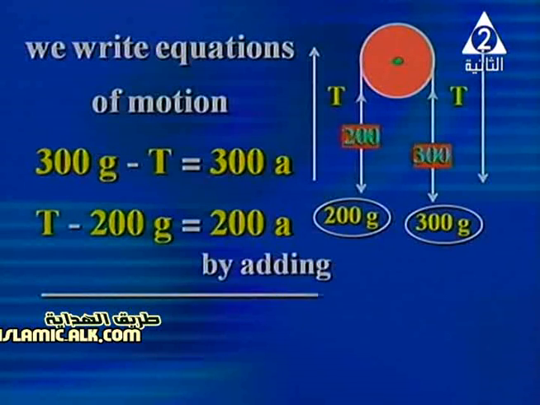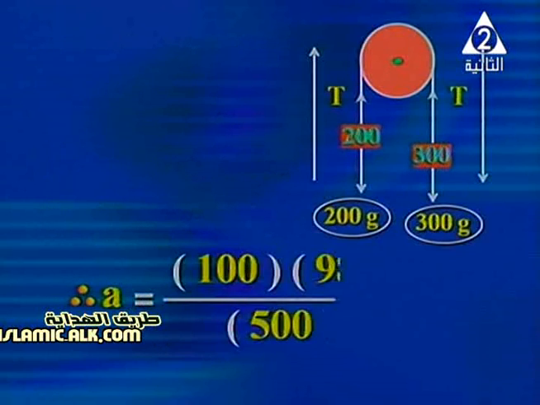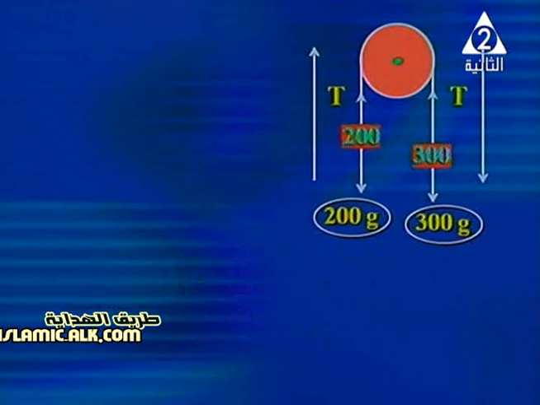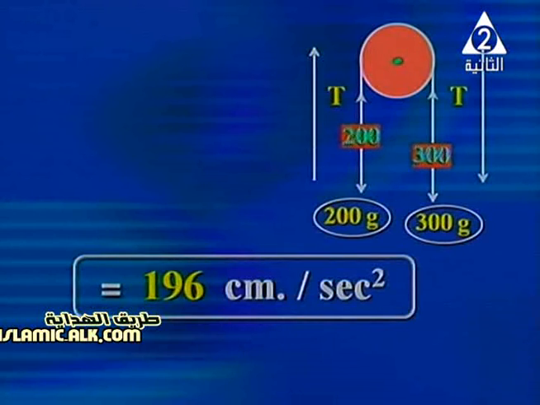By adding, 100g equals 500a. Then by substitution of g equals 980, we find the value of a: 100 times 980 over 500, so the acceleration is 196 centimeter per second squared.